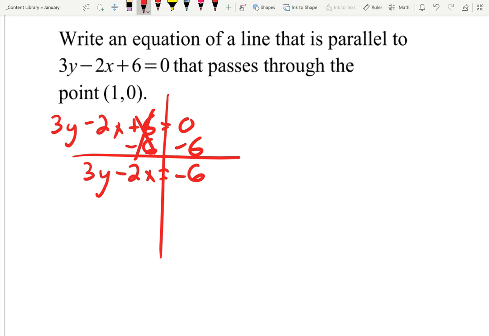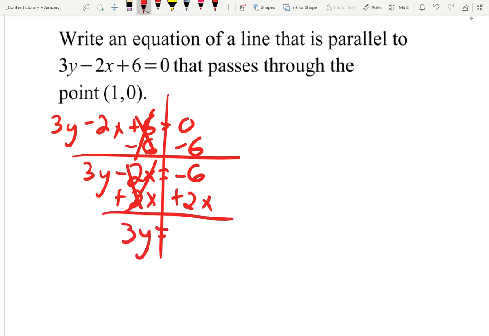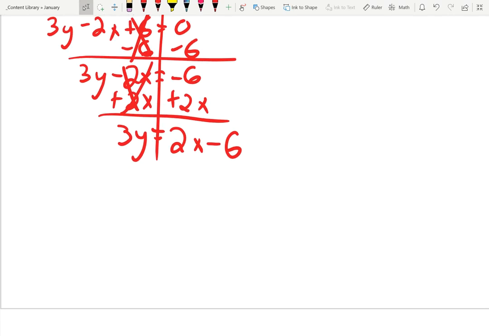Okay, so remember, I'm trying to get y by itself. So the next thing I'm going to move is the 2x term. So I'm going to add the 2x, because that's the opposite of a -2x, and cancel it out and move to the other side. So this means that now I have 3y on the left, and then I have positive 2x, and then -6 on the right, so 2x minus 6. And then last but not least, I need to just divide by 3. And I have my result, y is equal to 2/3 x minus 2.